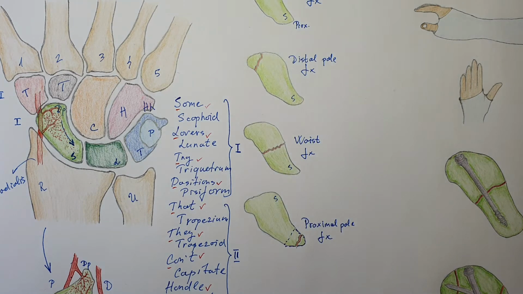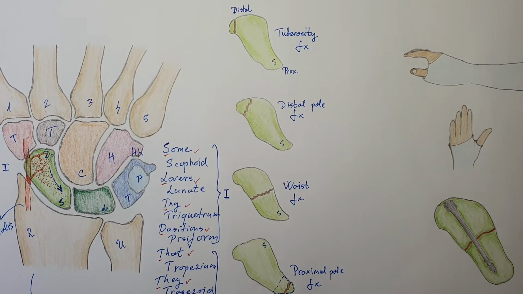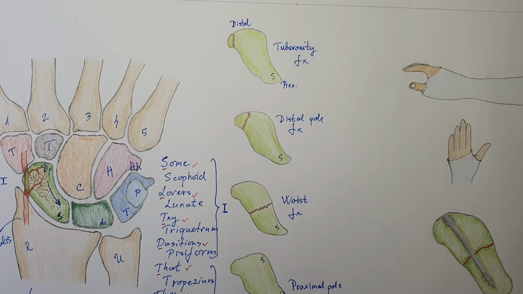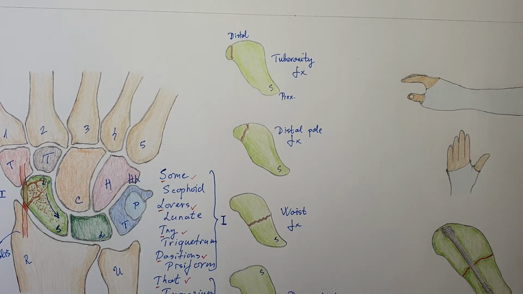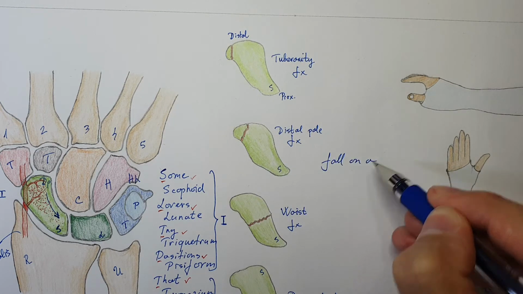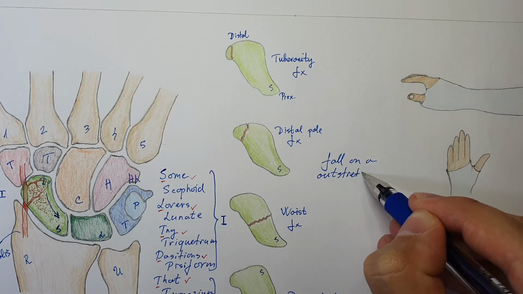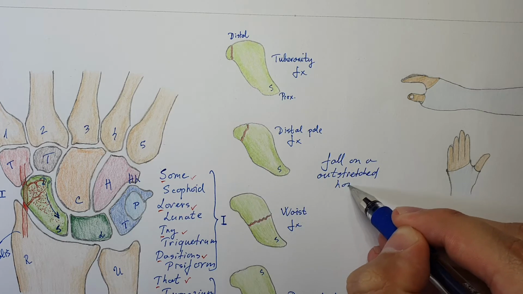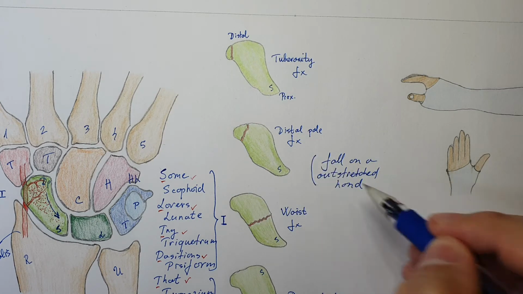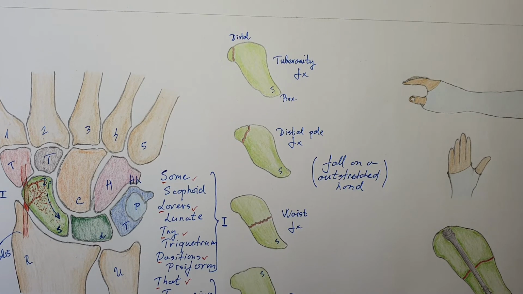So how is this happening? A patient, for example, is walking down the street and slips and falls on an outstretched hand. So a fall on an outstretched hand is how it most of the time happens. There are also other possibilities.